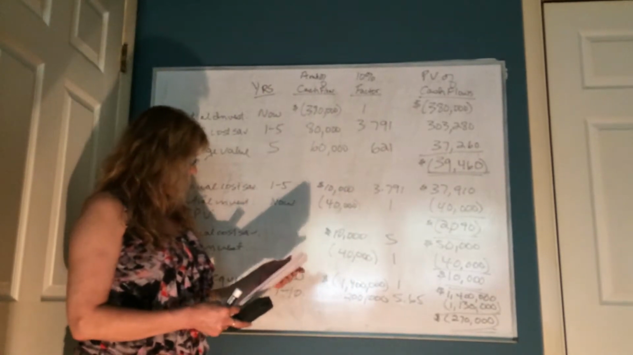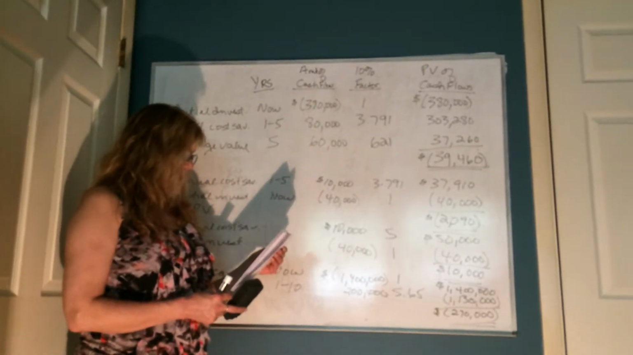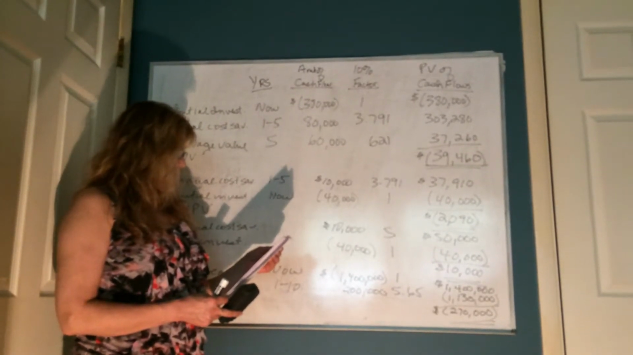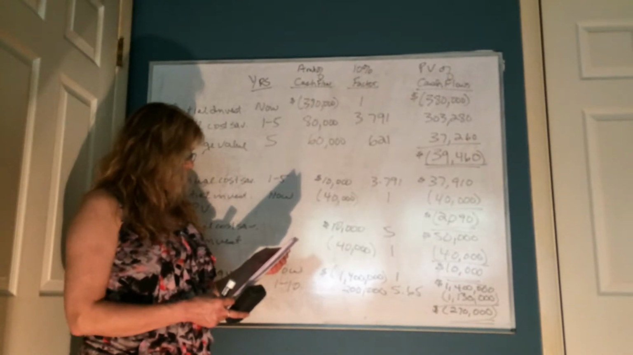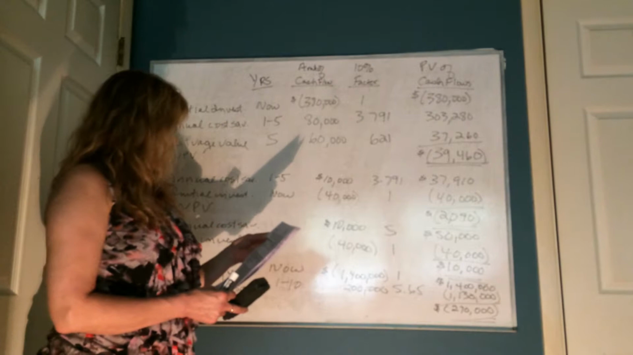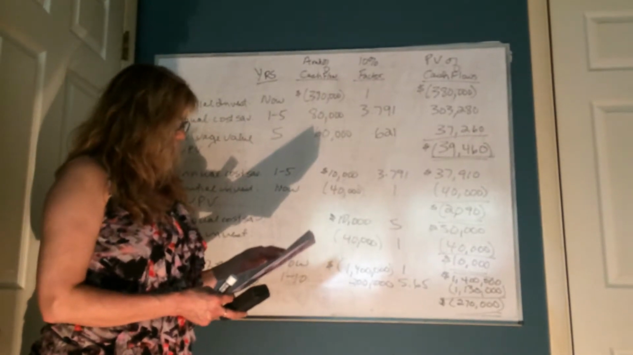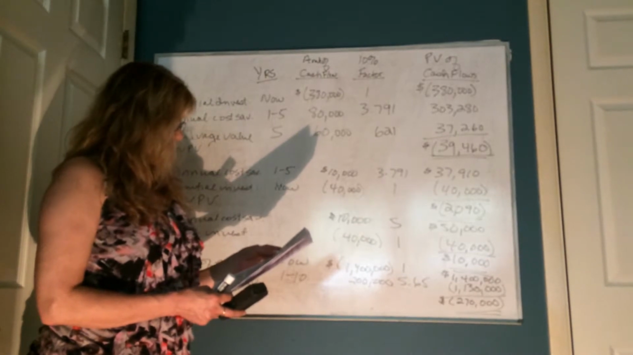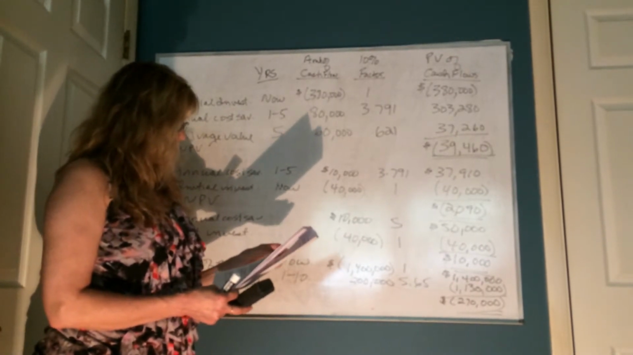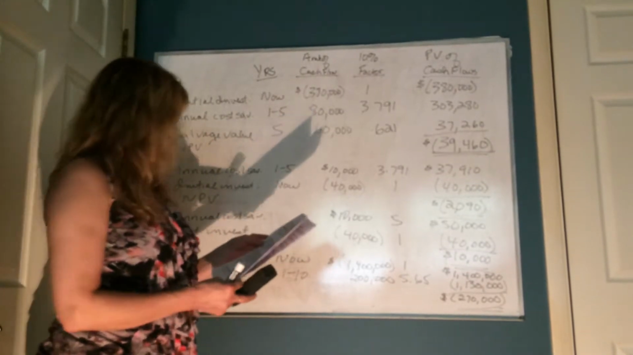This is an example of problem 1. Management of Bob's is considering the purchase of a $40,000 machine that would reduce operating costs in the warehouse by $10,000 a year. At the end of the machine's 5-year useful life, it will have no scrap value. The company's required rate of return is 10%, and we're going to ignore income taxes. We want to determine the net present value of the investment in the machine.